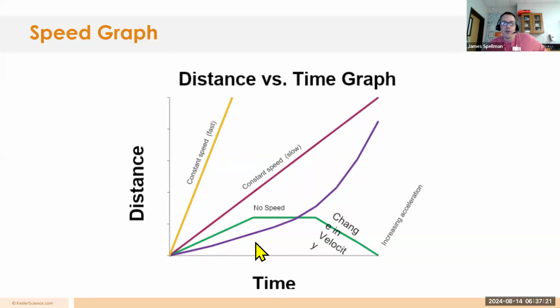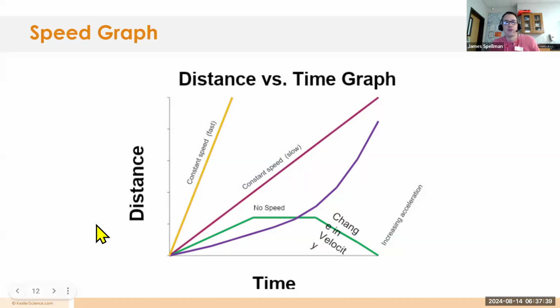This purple one is something that's moving forward, but because it's got a curve to it, it means that it's speeding up and it's getting faster and faster. And then this green one, something is moving at a constant speed and then it stops. And then this, when it goes down like this, again, all that means is it is turning around and moving back to where it started from.